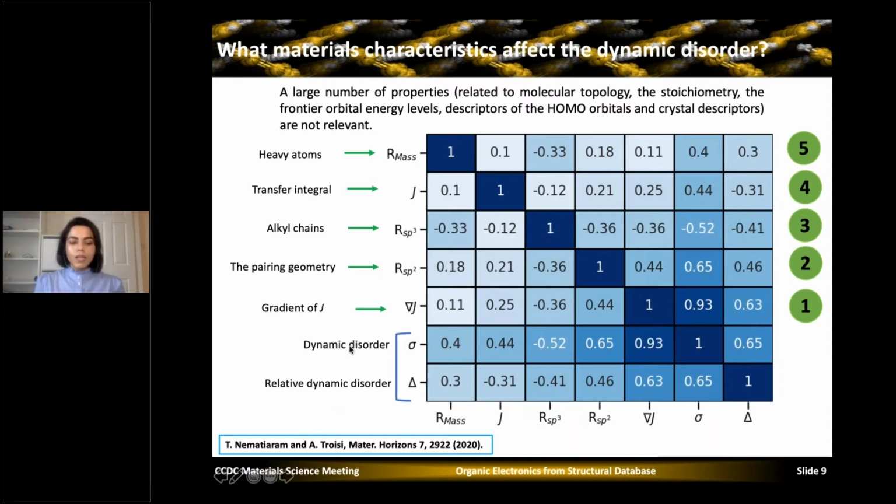Just let me tell you, here I have dynamic disorder and relative dynamic disorder. By now you are familiar with the dynamic disorder, as I explained earlier. And the relative dynamic disorder is simply the ratio between this dynamic disorder and the associated transfer integral. And since this relative dynamic disorder is what is ultimately felt by the charge carrier, we have computed the correlation between the parameters and also the relative dynamic disorder. In the next few slides, we will see how these parameters affect the dynamic disorder.